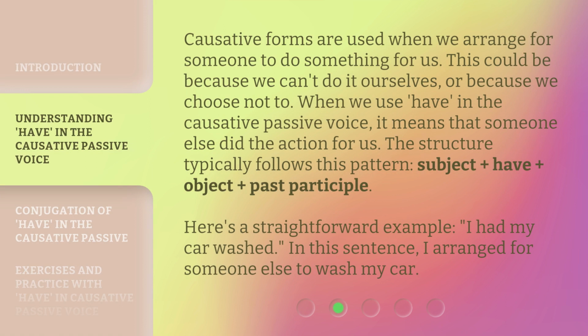Causative forms are used when we arrange for someone to do something for us. This could be because we can't do it ourselves, or because we choose not to. When we use have in the causative passive voice, it means that someone else did the action for us. The structure typically follows this pattern: subject plus have plus object plus past participle. Here's a straightforward example. I had my car washed. In this sentence, I arranged for someone else to wash my car.